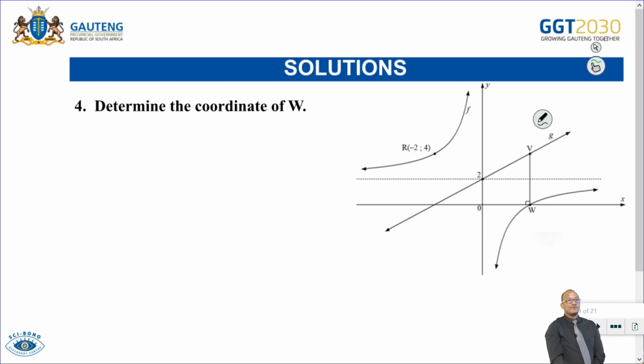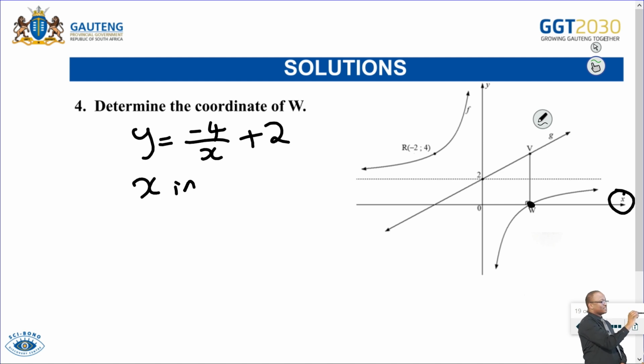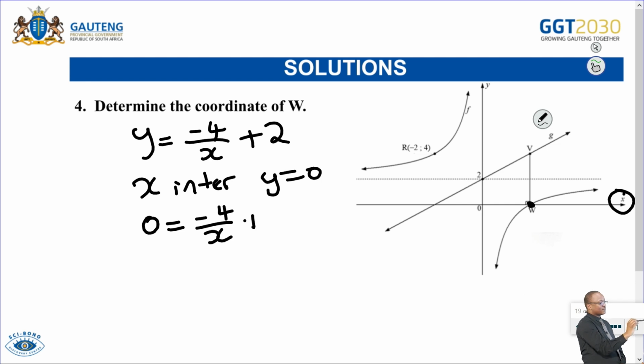Okay, now we have to determine the coordinate of W. And looking at W, we can see that W is the x-intercept of f. So we have the graph of f, which is negative 4 all over x plus 2. Then how are we going to get our W? W we said is the x-intercept. So we're going to simply say y is equal to 0. So we're going to say 0 is equal to negative 4 all over x plus 2.